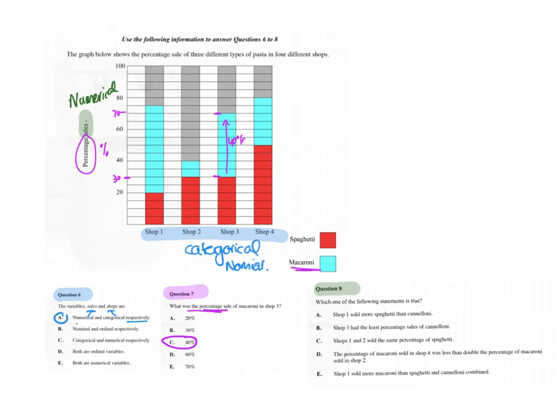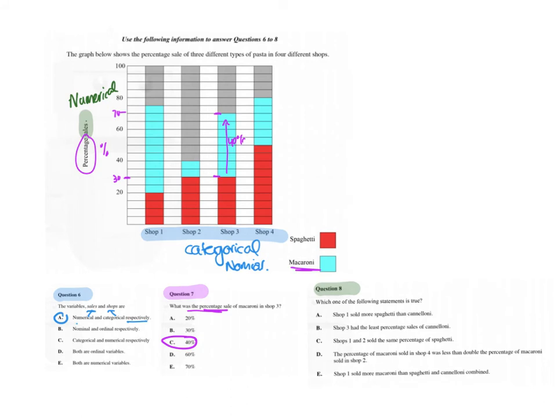Okay, then question 8. Which of the following statements is true? Shop 1 sold more spaghetti than cannelloni. So spaghetti is the red and cannelloni is the grey. No, it didn't. There's more sections, isn't there? Shop 3 had the least percentage of sales of cannelloni. So does shop 3 have the smallest grey section? No. Shop 1 and 2 sold the same percentage of spaghetti. So does shop 1 and 2 have the same red?